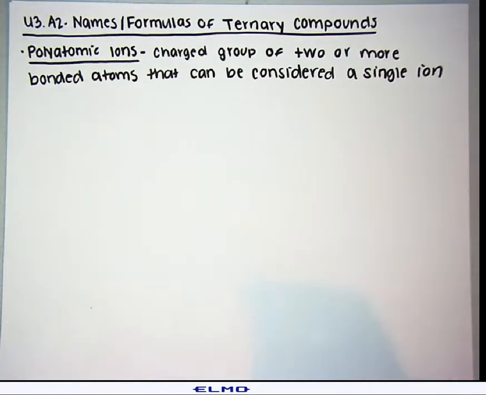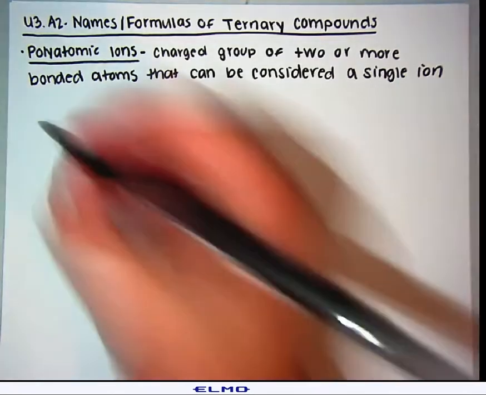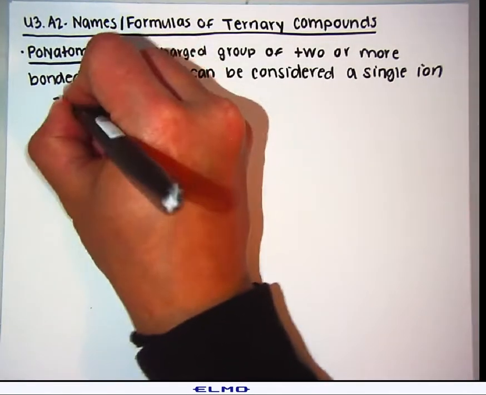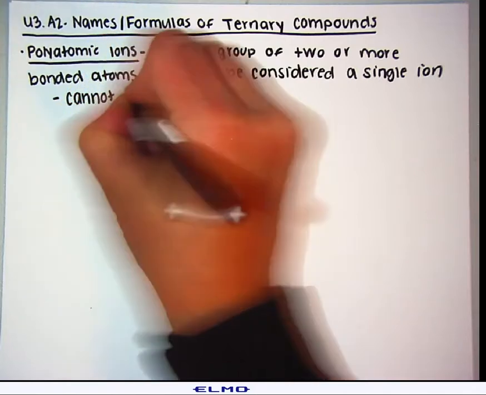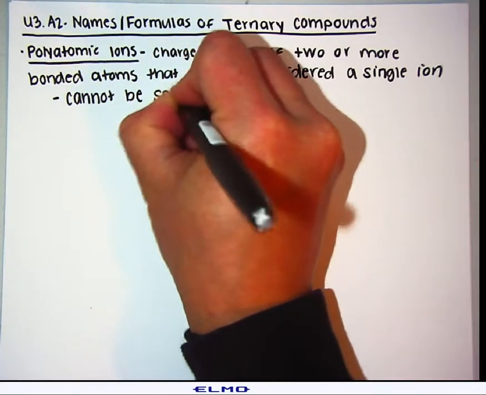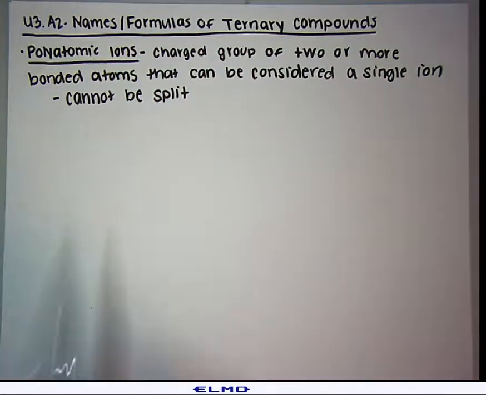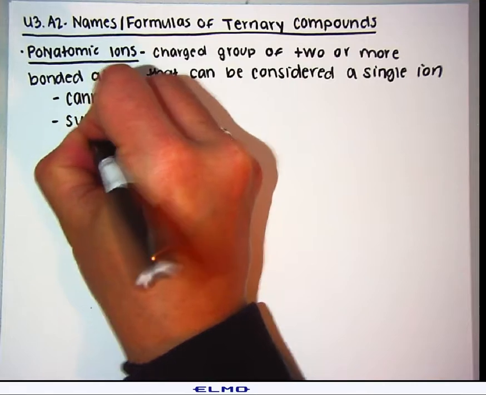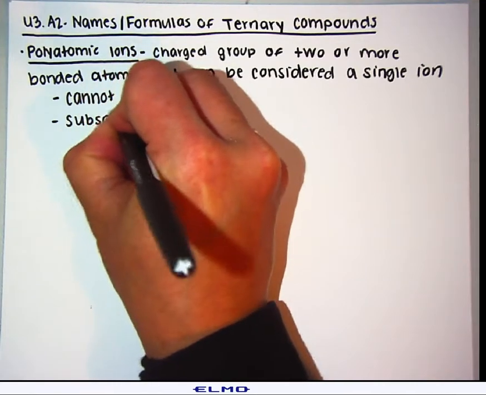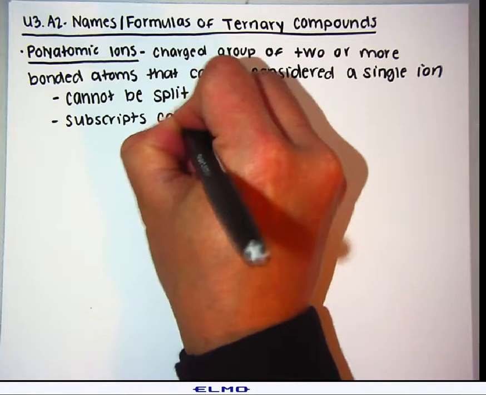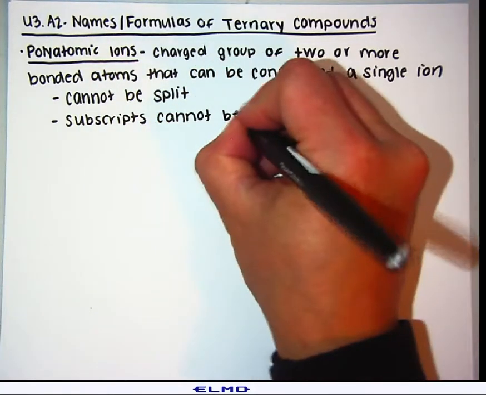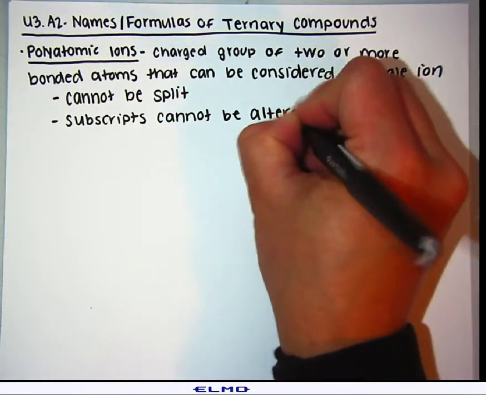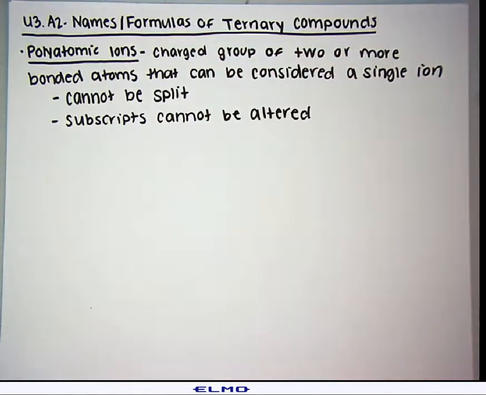So we know ionic compounds are made up of a cation and an anion. Your anion might be polyatomic, but we're going to consider that like a single anion. When we're looking at polyatomic ions, they cannot be split. You cannot break up the polyatomic ion. They're bonded together. You also cannot change the subscripts. The subscripts cannot be altered.